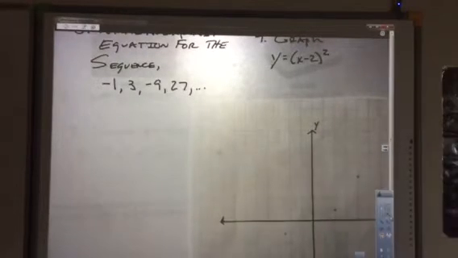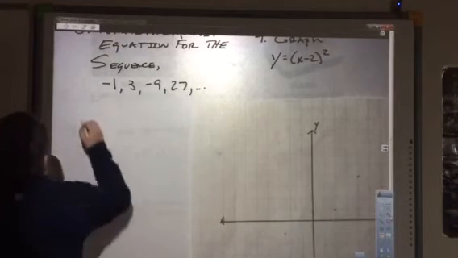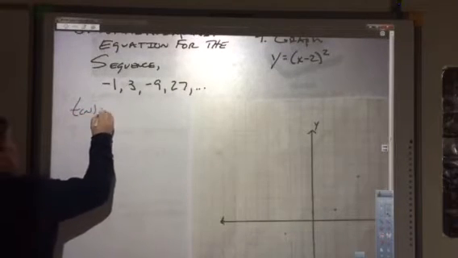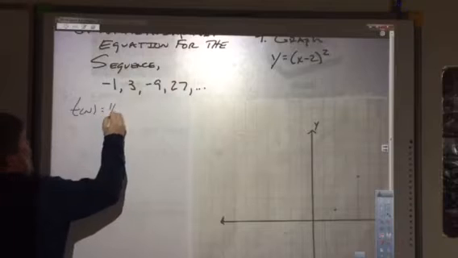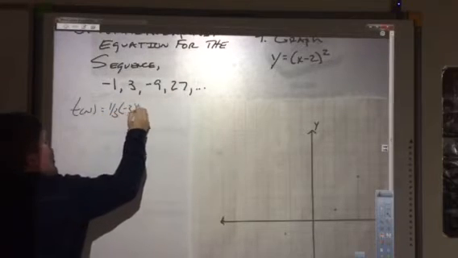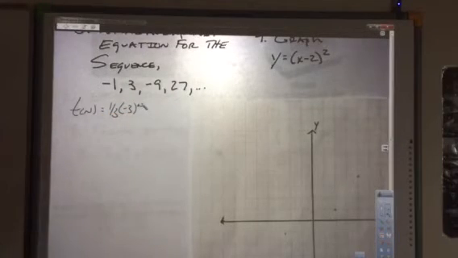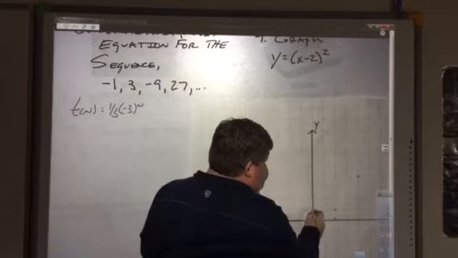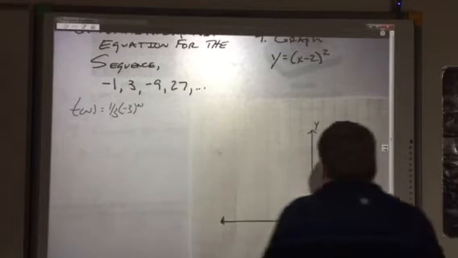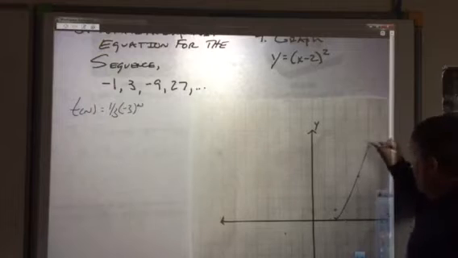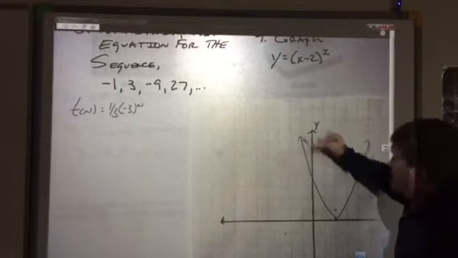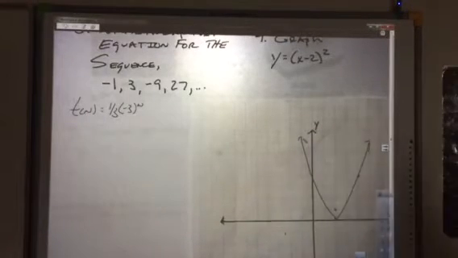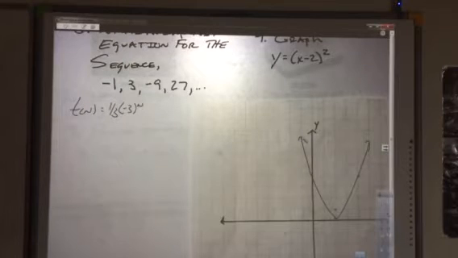So we see that we're multiplying by -3 each time. So t to the n equals 1/3 times -3 to the nth power. Over here, y equals (x minus 2) squared. So 2 is our vertex, y is equal to 4. And so we get a parabola that looks like that. And you can sketch that on your calculator. Okay?